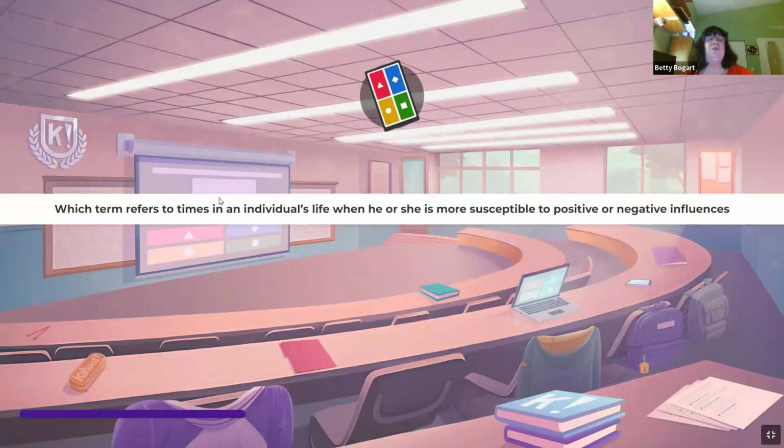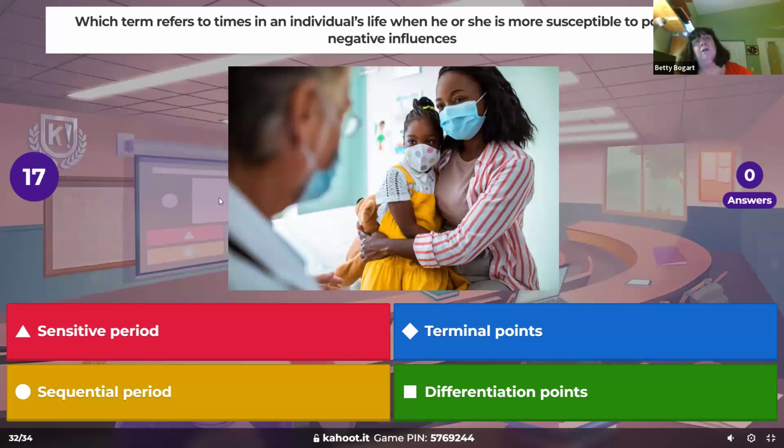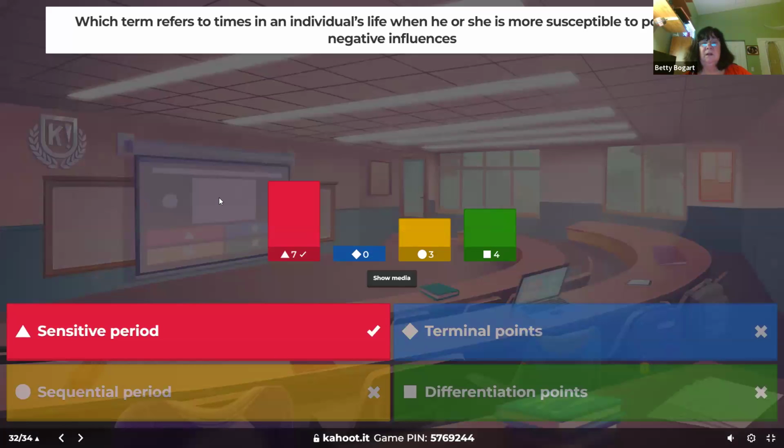Which term refers to times in an individual's life when he or she is more susceptible to positive or negative influences? Part of your matching is another one of those terms. If you're susceptible, you're sensitive. It's the sensitive period.